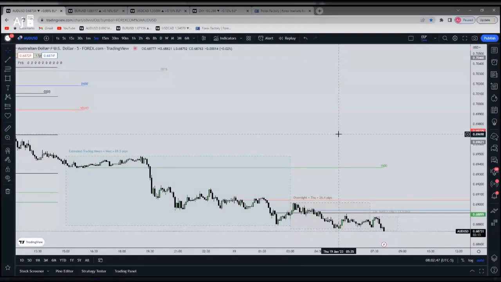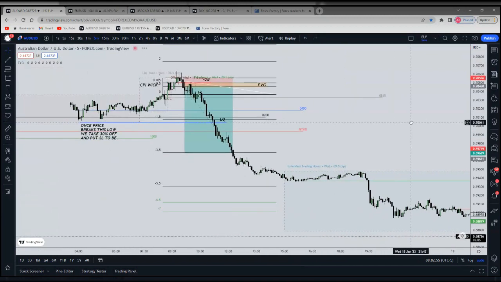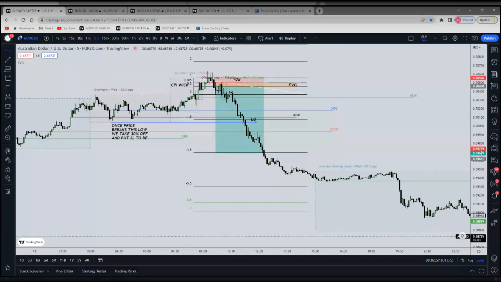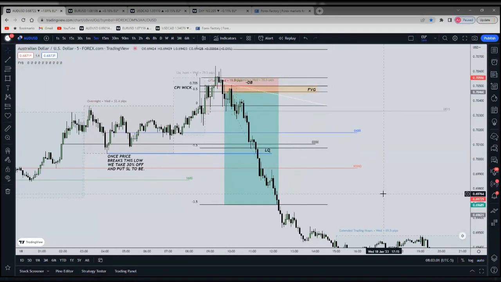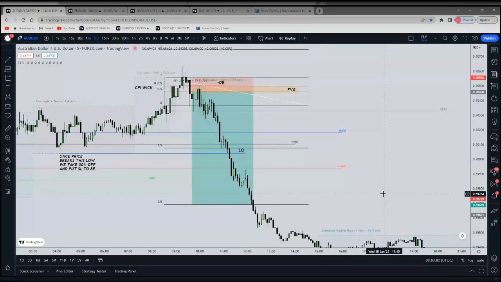Yesterday we had CPI, so we had a bit of movement and a lot of manipulation that took place. You can see this is an example of a trade that was taken yesterday. I didn't take it on a live account because I wasn't feeling as confident as normal, because price was really stagnant and wasn't moving the way that I wanted to see.